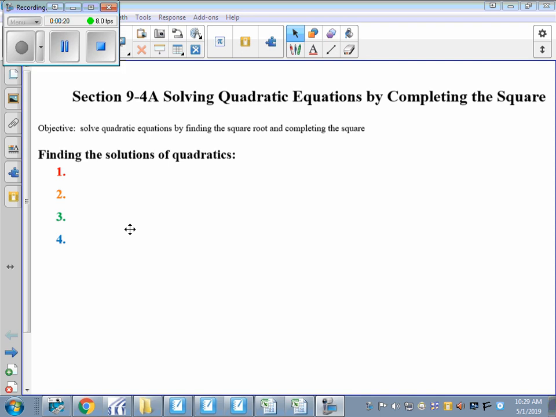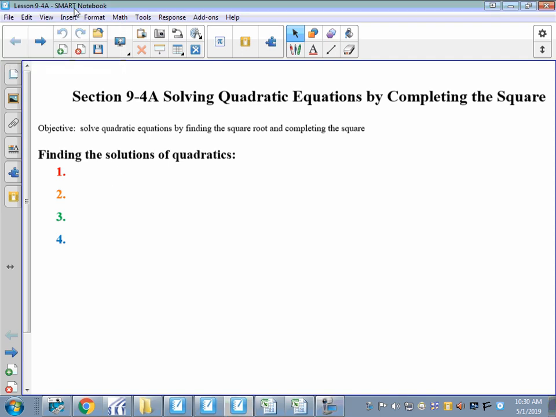All right, let's go on now with 9.4a here. We're talking about completing the square, so solving quadratic equations by completing the square. Sometimes you run into a situation where you can't factor. We've seen a couple of those.